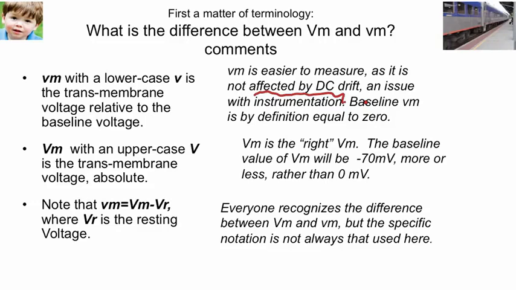I should call your attention to the fact that here I'm trying as much as possible to be consistent and call voltages that are measured relative to the baseline lowercase Vm, and the voltages that are absolute uppercase Vm. I'm trying to maintain that difference consistently, and I hope I do it without making too many mistakes. In the big wide world, everyone in electrophysiology recognizes that sometimes measurements are given with respect to the baseline and sometimes they're given absolute. But the way they are denoted changes from one author to another, so they may or may not follow this lowercase, capital Vm notational difference.